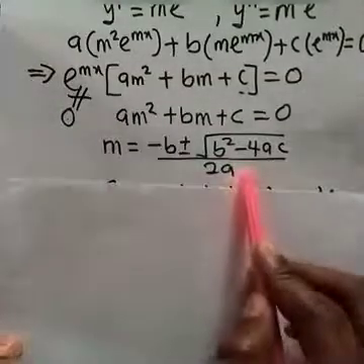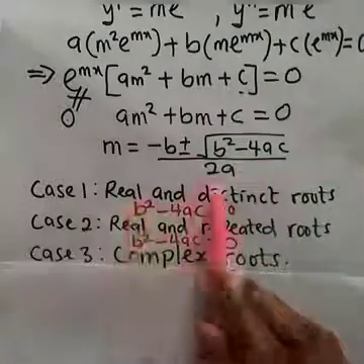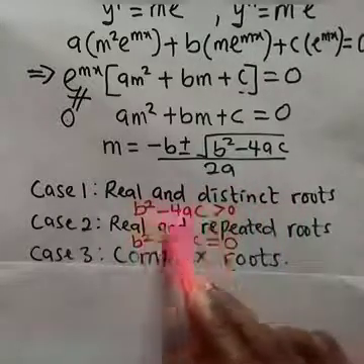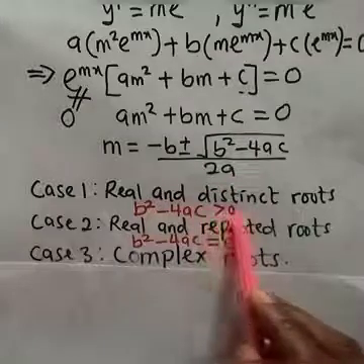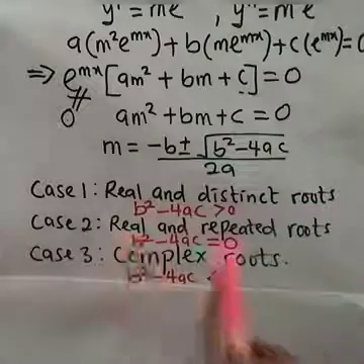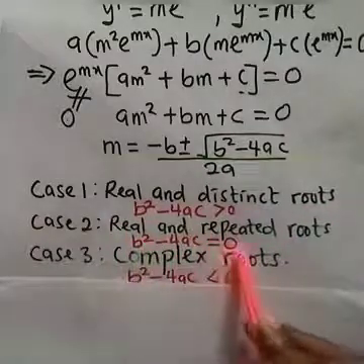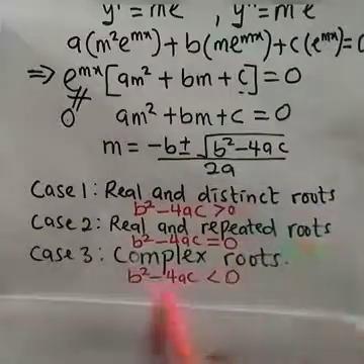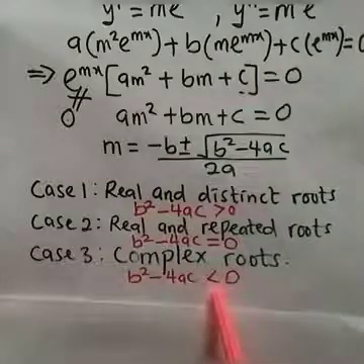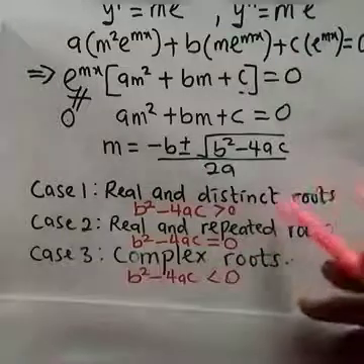Now this solution gives rise to three cases. The first case is when the roots are real and distinct, where b² - 4ac is positive. Case 2 is real and repeated roots, where b² - 4ac is equal to 0. And the third case is complex roots, where b² - 4ac is negative. We'll look at examples to illustrate these three cases.